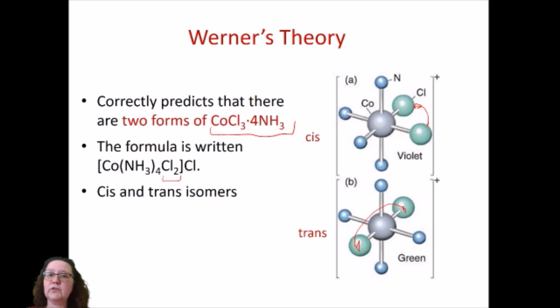And they would interact differently with light. They would absorb a different amount of light, a different frequency of light. They would have a different color. So Werner's theory could also help us understand, or pointed out, the possibility of isomers in this world of coordination compounds.